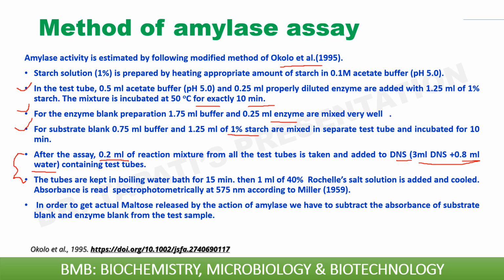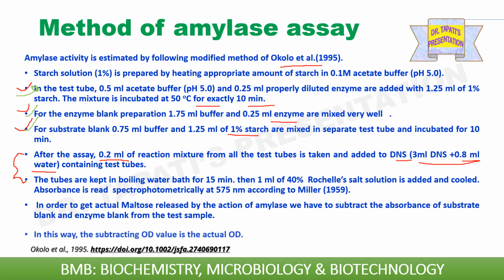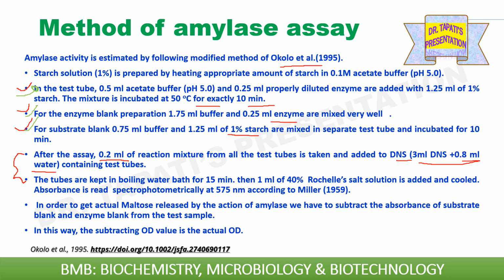In order to get the actual maltose released by the action of amylase, we have to subtract the absorbance of the substrate blank. This is the substrate blank. So we are subtracting the substrate blank value and enzyme blank value from the test sample. This is the test sample. In this way, the subtracted optical density or absorbance value is the actual absorbance value for the action of α-Amylase.